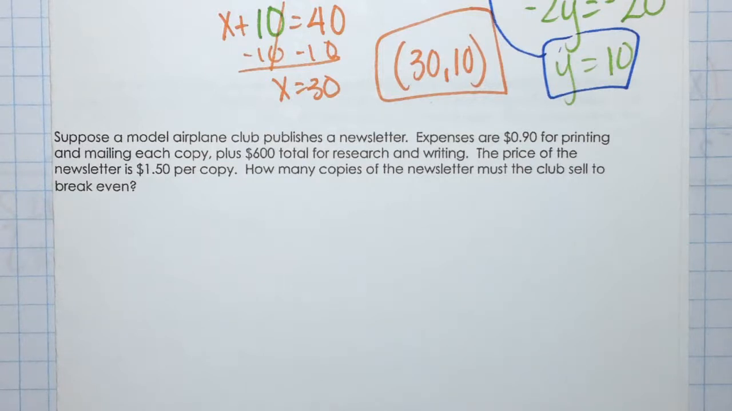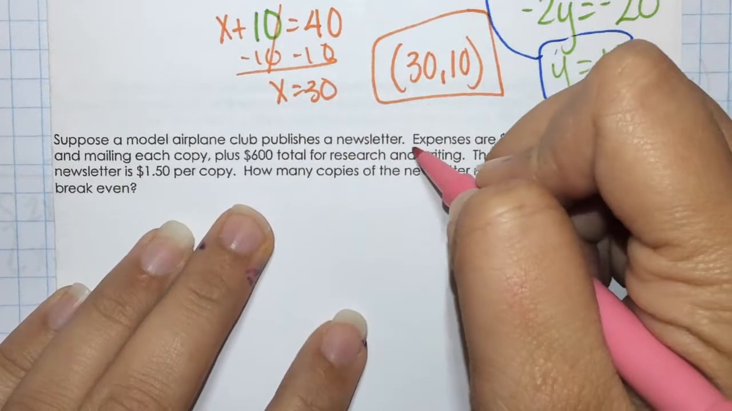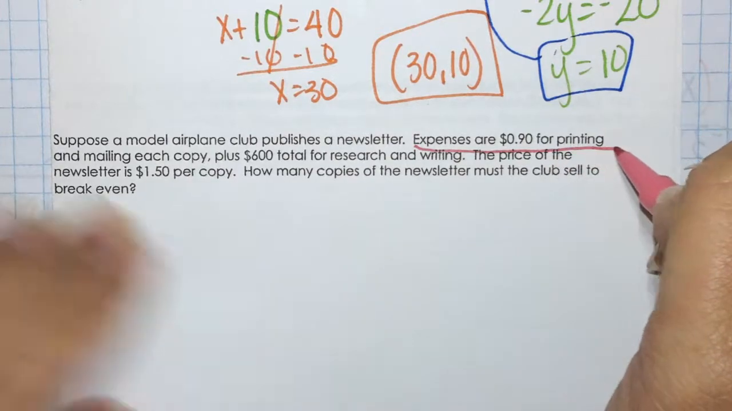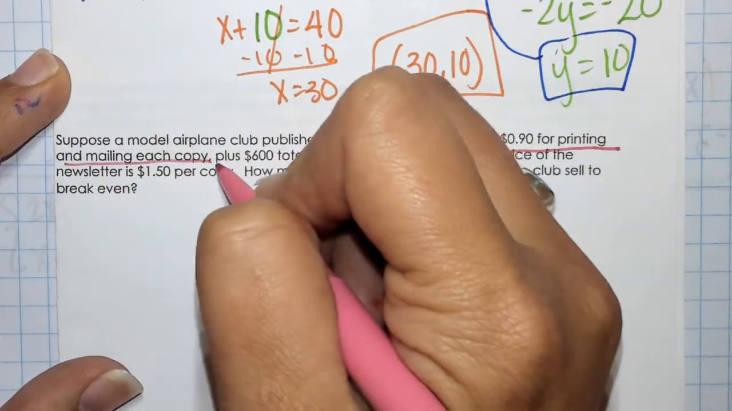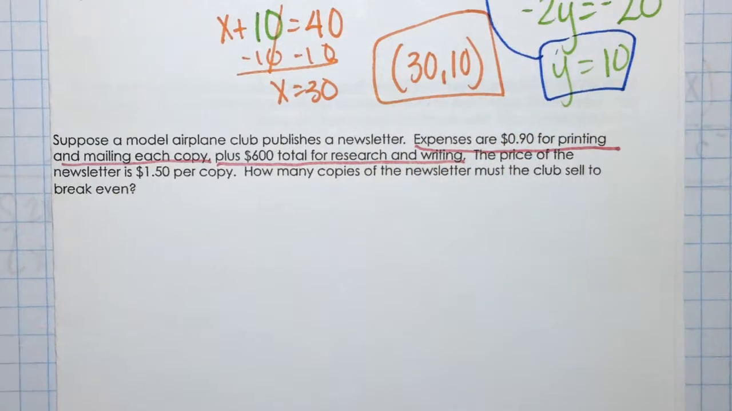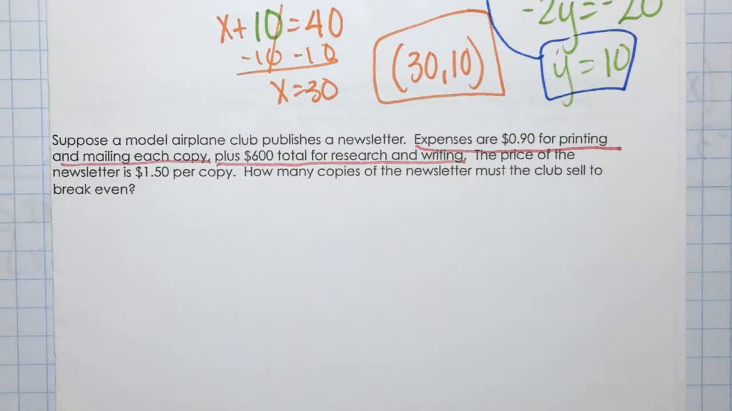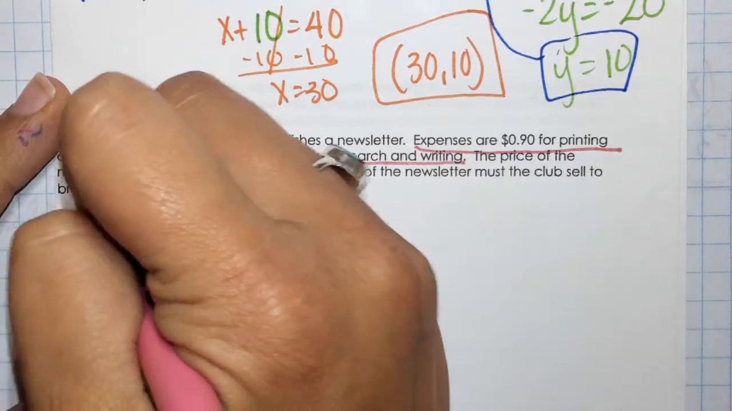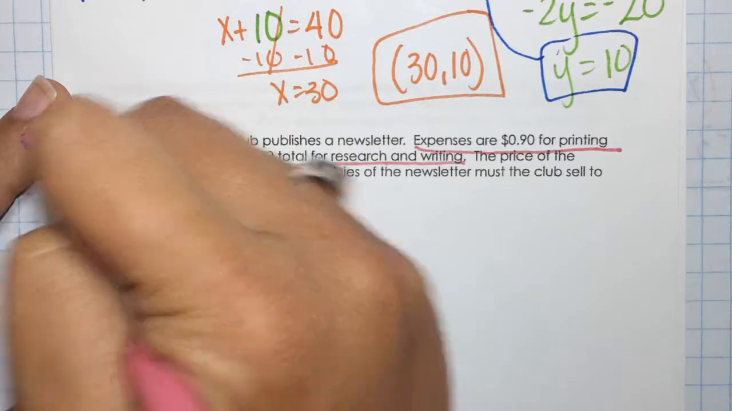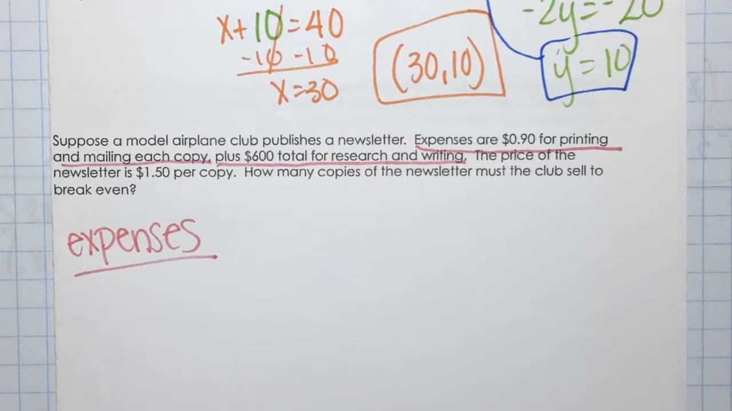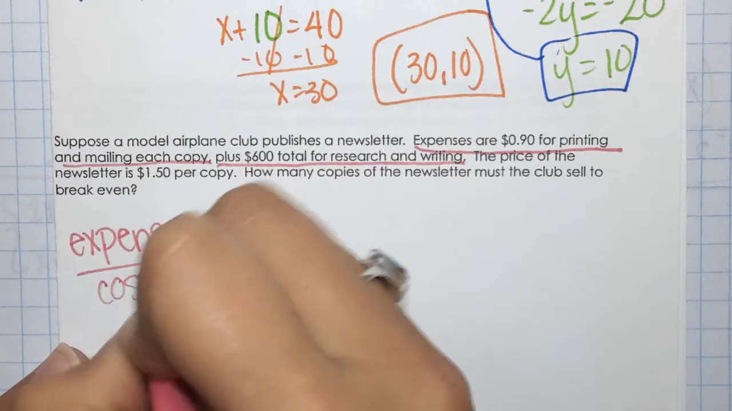Alright, so a model airplane club publishes a newsletter. Expenses are 90 cents for printing and mailing plus 600 total. Okay? So I'm sorry, are you not entertained? Then can you sit up? We're not done with this. Can you tell me what the word expenses mean? Expenses, something that costs something. Your cost, right? Yeah, awesome. Take a point. Expenses are the cost.